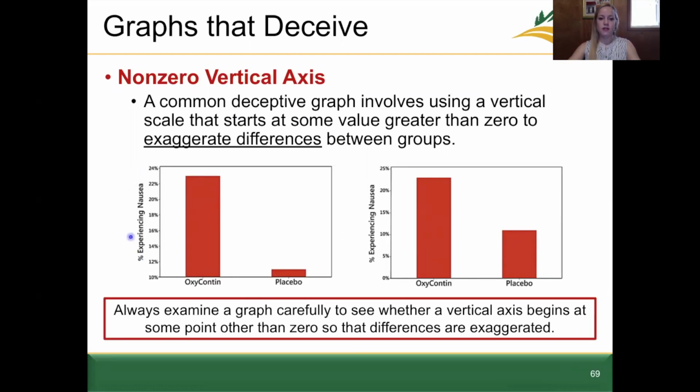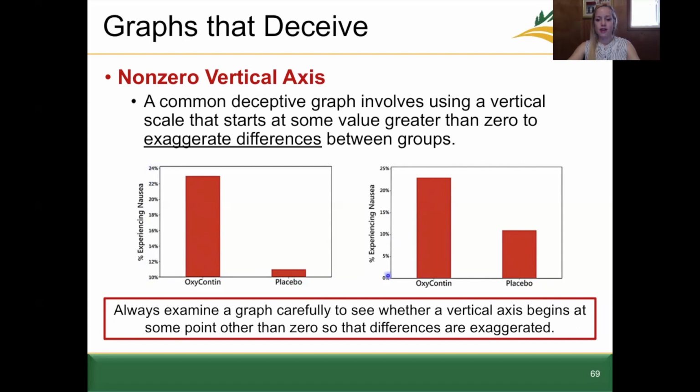So here on the vertical scale, we have percent of patients experiencing nausea when they've either taken a painkiller like Oxycontin or a placebo. Now for Oxycontin, it looks like the percentage of patients experiencing nausea is about 23%. For the placebo, so remember this is a sugar pill, it might be about 11%. But notice here the graph on the left, we start at 10% on the vertical axis or the y-axis, and then our range of values only goes up to 24%.